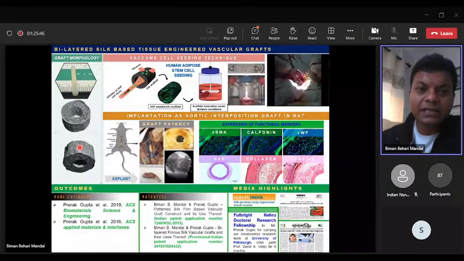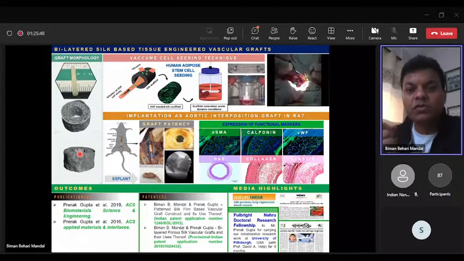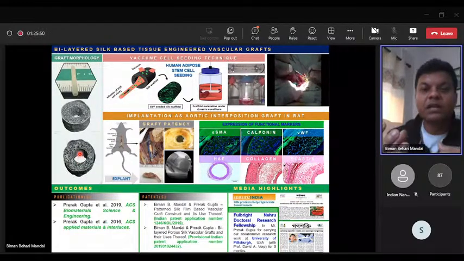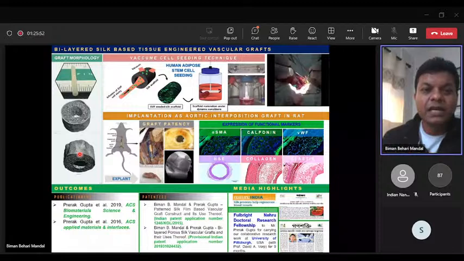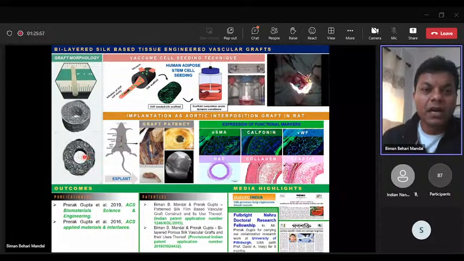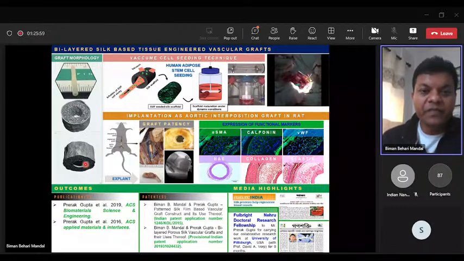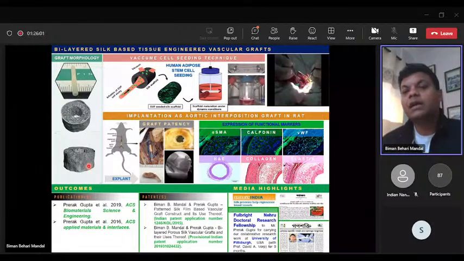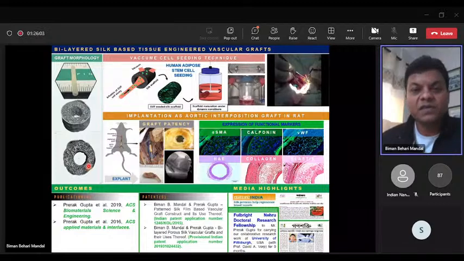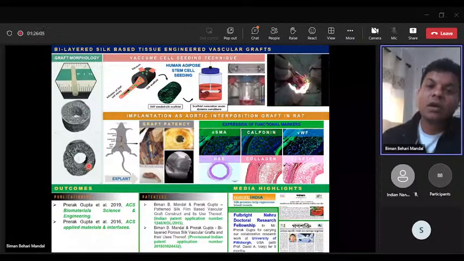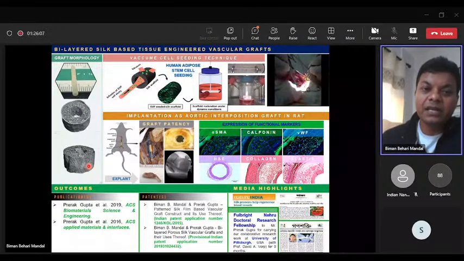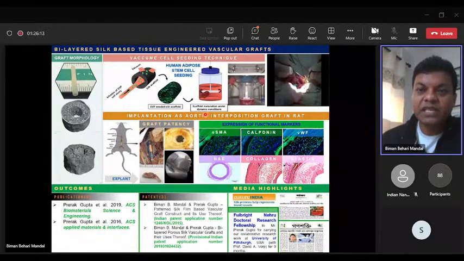It has some properties: it should not burst under the high blood pressure that it has. It should not clot the blood when it runs through the artery, right? And it should not create any immunogenic response once it is implanted. So designing was a complicated task. We designed this type of artery using silk material, and we implanted them into animals.